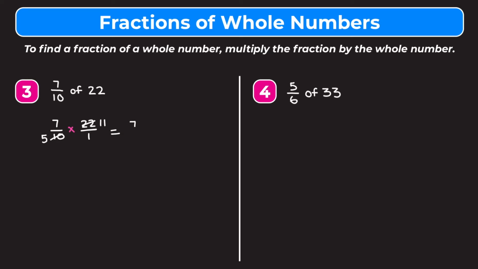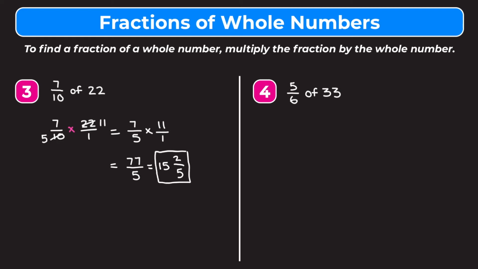So really it's like we're multiplying 7 over 5 times 11 over 1. And now we're going to multiply straight across. So if we multiply the numerators, 7 times 11 is 77. And if we multiply the denominators, 5 times 1 is 5. And now we're just going to change this into a mixed number. So 5 goes into 77 15 times, and 15 times 5 is 75, so we have 2 left over. So we get 15 and 2/5 as our answer.